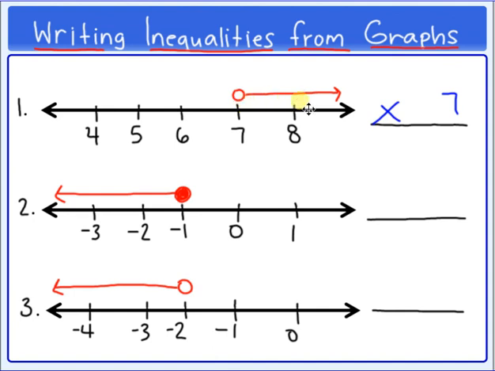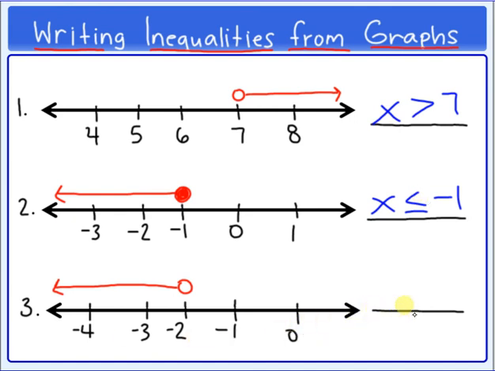So which way is the arrow going? It's going to the right. And that's how you do it. Let's try the next one. Again, choose your letter. Now what number is it on? It's on -1. Now what is our symbol? Well, it's colored in, so we know it's going to have a bar under it, and the arrow is going to the left, so that's going to go to the left as well.